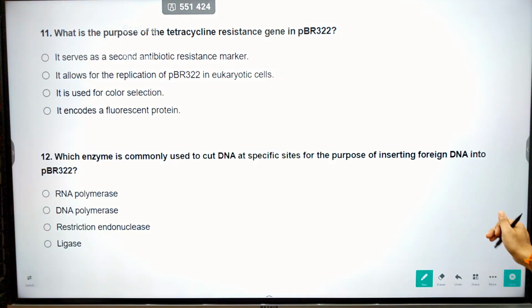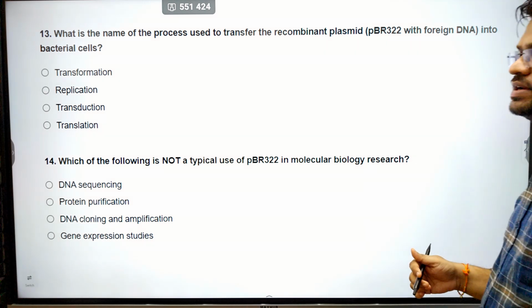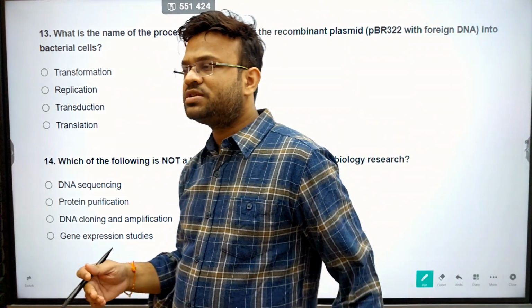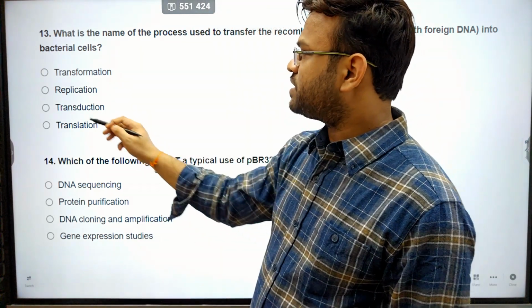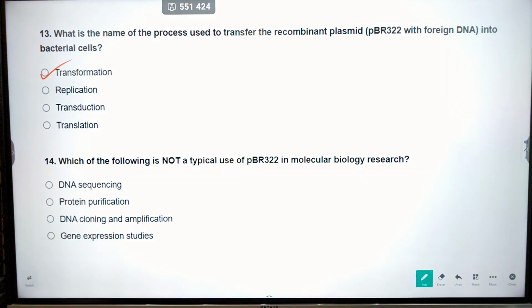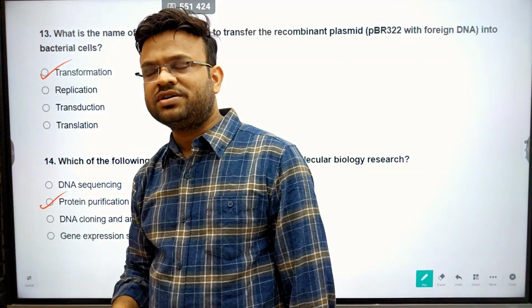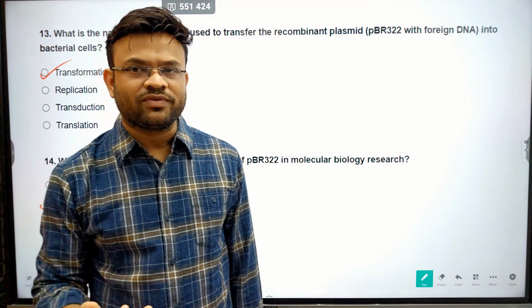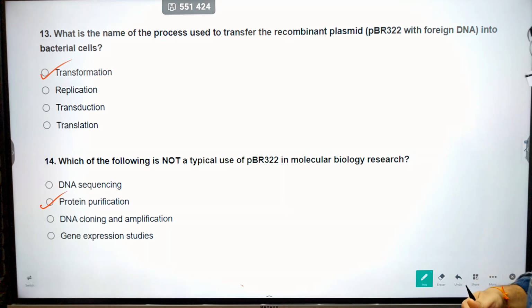Next, what is the name of the process used to transfer the recombinant plasmid with foreign DNA into bacterial cells? We've already talked about this. The process through which we transfer the vector inside the bacterial cell is called transformation. Next, which of the following is not a typical use of pBR322 in molecular biology research? Remember, it is not at all related to protein purification. It is not an expression vector. It is a cloning vector. So obviously, protein purification is not associated with pBR322. I hope this is clear to you.